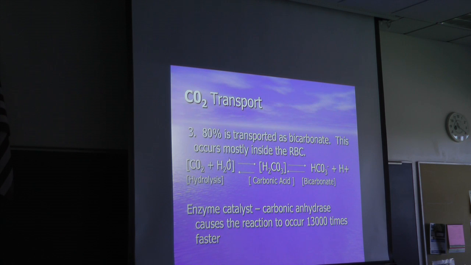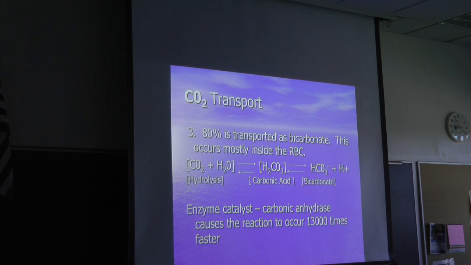And then it shows, do you see how you have an arrow going one direction? You also have an arrow going back the other direction. So it doesn't stay in one form. It kind of combines, dissociates, combines, dissociates.